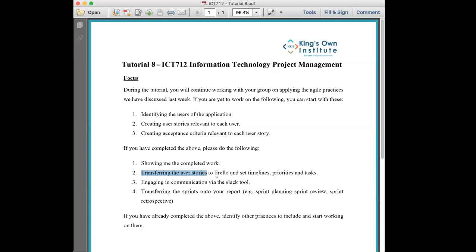So if you're not sure how to use things on Trello or the details, then play the video that I've loaded for you, because that video is very essential to learn what needs to happen in terms of transferring all of these user stories into the system to be able to use them. If you've done everything else, just engage in communication via Slack. Transferring the sprints into your reports, sprint planning review, sprint retrospective, sprint release, all of these things. I need to see all of that as part of your report.